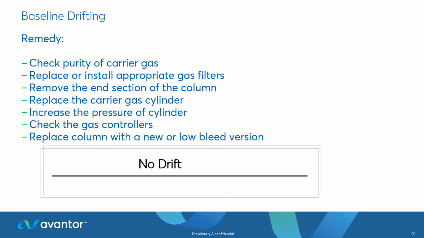If the gas cylinder is very low, then look to replace the gas cylinder. Perhaps increase the gas cylinder pressure just to make sure that the gas is going correctly. And that will be the gas cylinder pressure for both the carrier gas and also the detector gases as well. Make sure that the gas controllers are all working and that there are no blocked valves there. And if need be, look to replace the column with a new or a lower bleeding version. And with that, we should hopefully have no drift.